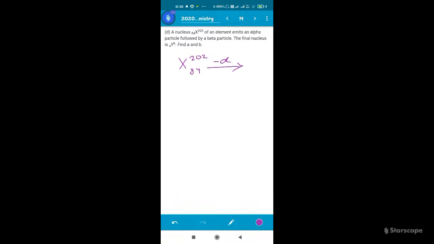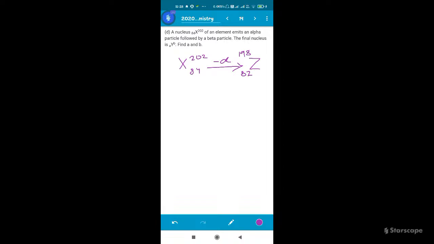Whenever an alpha particle is emitted, the mass number decreases by 4 and the atomic number decreases by 2. This video has been given in the shorts section on my channel, so you can check it out. Let me consider the new nucleus to be Z. The mass number is decreasing by 4, so it becomes 198, and the atomic number is decreasing by 2, so it becomes 82.